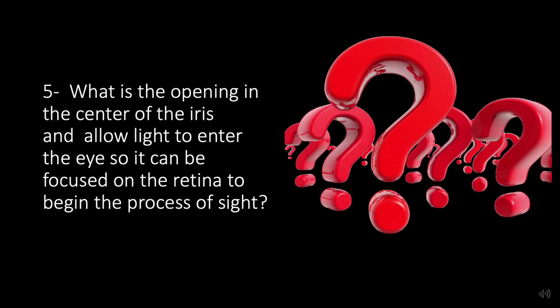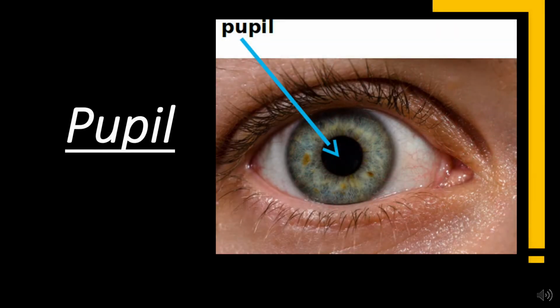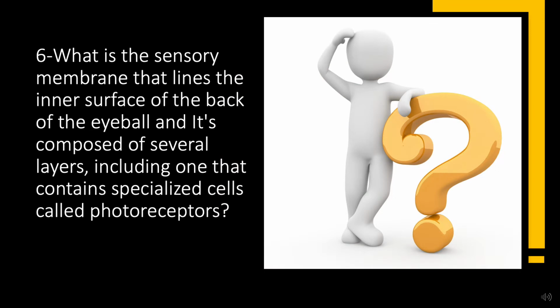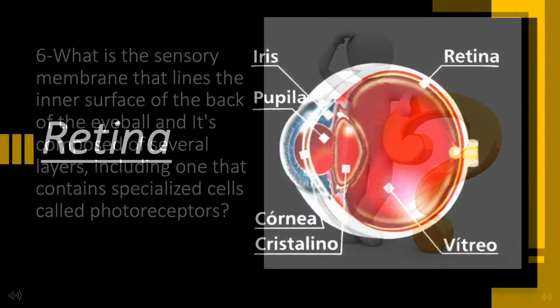5. What is the opening in the center of the iris and allows light to enter the eye so it can be focused on the retina to begin the process of sight? Pupil. 6. What is the sensory membrane that lines the inner surface of the back of the eyeball and it's composed of several layers, including one that contains specialized cells called photoreceptors? Retina.